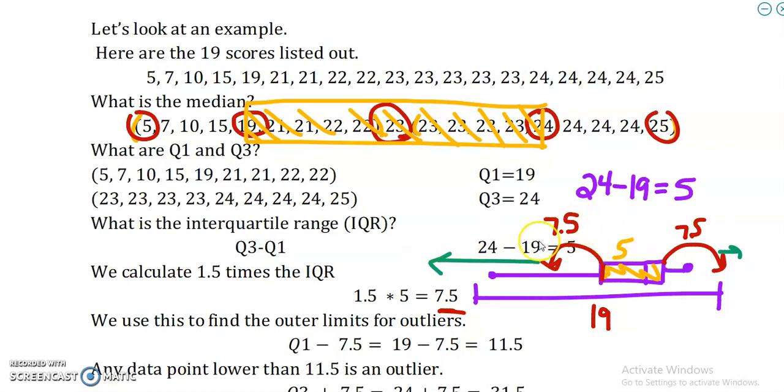So what is it? 7.5 steps this way would be 11.5. So our kind of like stopping point for this one would be 11.5. So any number below 11.5 is going to be considered an outlier. And then what is it 7.5 steps this way from this third quartile? Well, that is 31.5. So anything above 31.5 would also be considered an outlier.